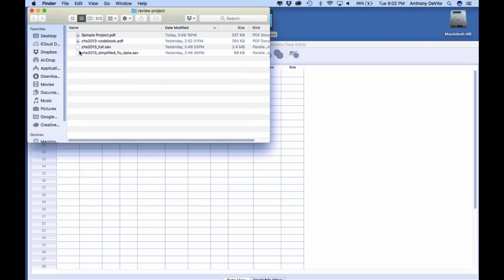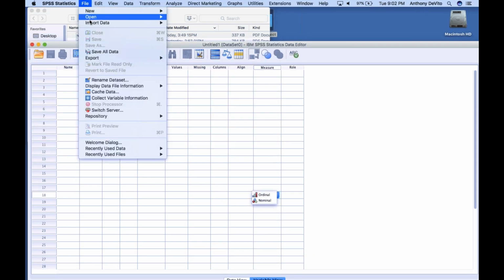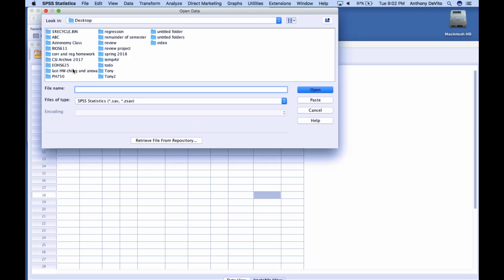Actually, it's a single database, but one of them is a derivative of the other. For instance, we have the Community Health Survey from 2013. We have the full set of data, and we also have a simplified set of data from that same Community Health Survey. So I'm going to open one up right now. I'm going to start by opening the full data set, the big data set.